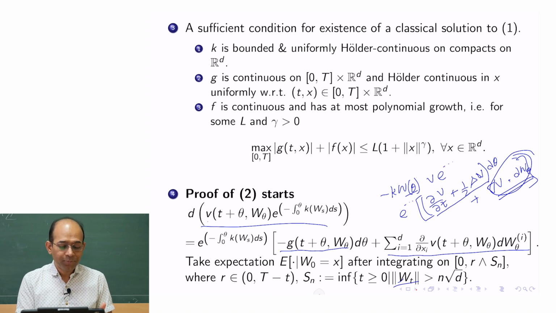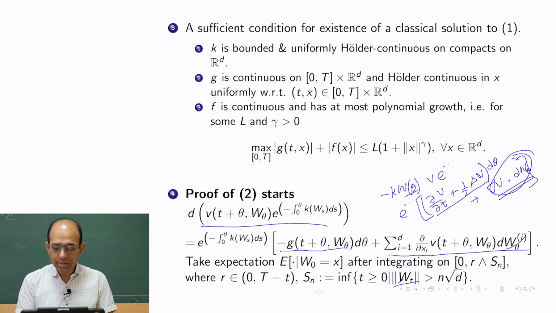So I would get v of t plus r minimum Sn, w of r minimum Sn, times e to the power of this term, minus v of t comma w0 only. But we are taking w0 equal to x, correct? So we are going to take the conditional expectation. On the left hand side we get minus v of t comma x, that term. And from the right hand side, this local martingale term, where Brownian motion is there, after taking expectation it will be 0.